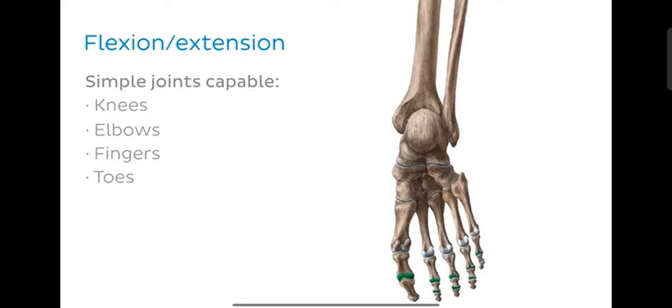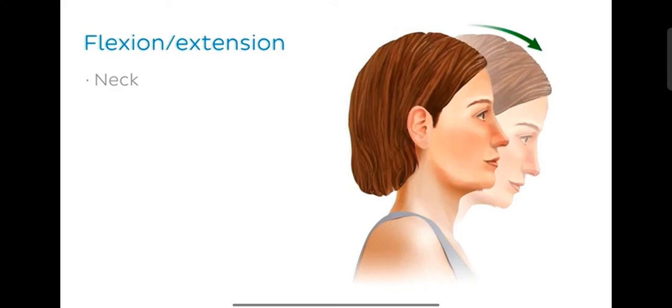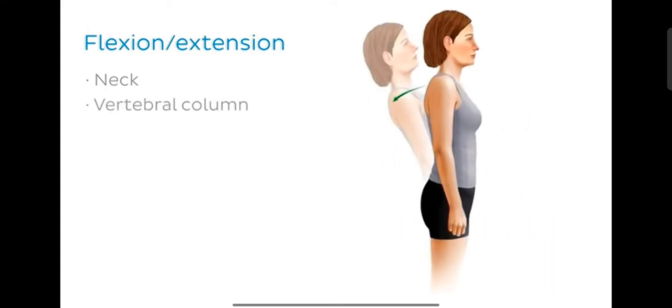The compound joints, by which I mean joints capable of major movements other than flexion and extension, are then the intervertebral joints of the neck, demonstrating flexion in this image, and the joints of the vertebral column, which here are showing extension of the spine.